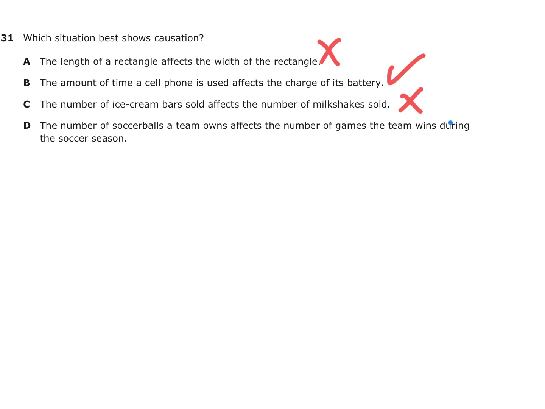Answer D, the number of soccer balls a team owns affects the number of games the team wins during the soccer season. Well, if that was the case, they wouldn't need a scoreboard. They would just buy more soccer balls and win the game. That does not make sense. Who has more soccer balls wins. That's not how they keep score in soccer. So the correct answer was B. The amount of time a cell phone is used affects the charge of the battery. And that's causation, number 31.